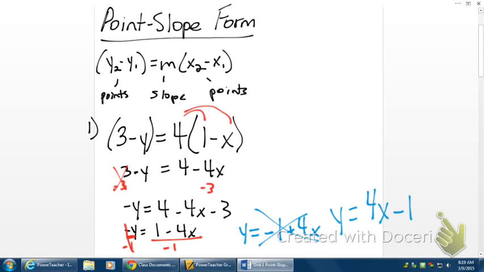So you just flip it pretty much. Yeah, you're flipping it around. That last step, just flip that around. So your answer is going to be that positive 4x minus 1.